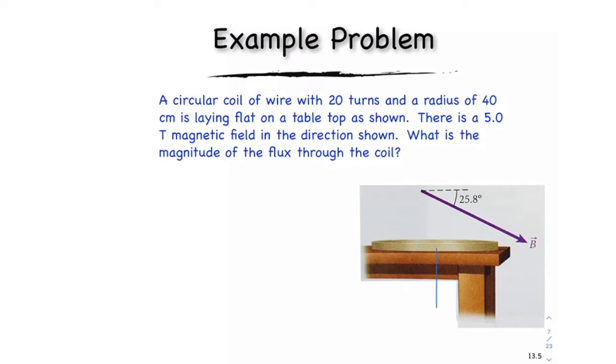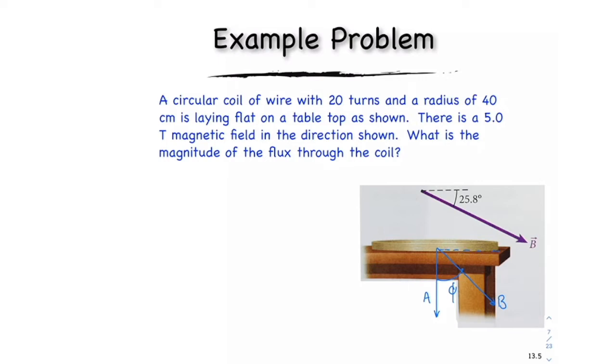It's perpendicular to the coil, so I will draw it pointing down. I could draw it pointing up if I want. I have to define a coordinate system, basically, and I'm going to define down to be my positive direction. The reason I did that is just to make it a little easier to recognize that this angle there is the angle between the magnetic field and the area vector.